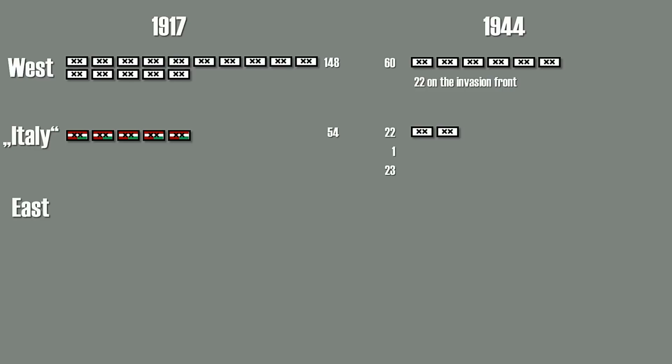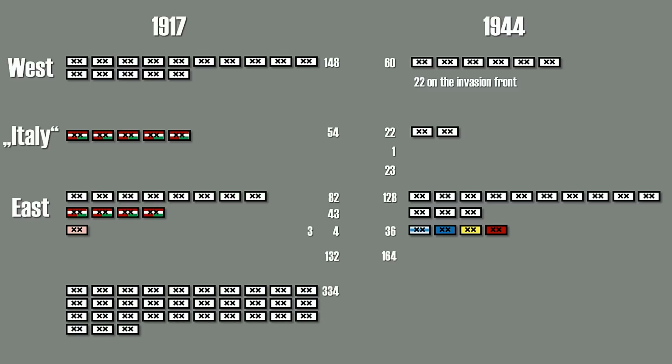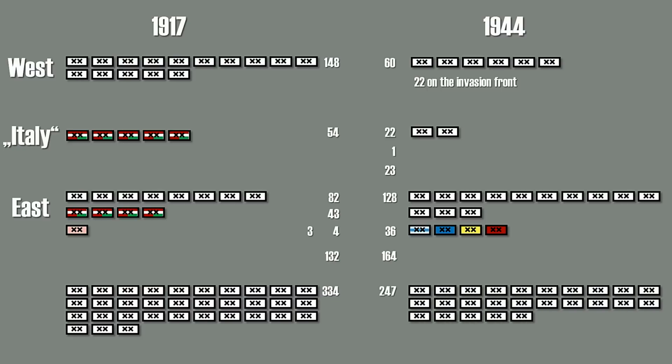On the Eastern Front in 1917 the Germans were probably not up to modern diversity regulations, but still a quite mixed composition with 82 German, 43 Austrian-Hungarian, 3 Bulgarian and 4 Turkish divisions. In 1944 there were 128 German and 36 divisions of the Allies. Thus in total 132 and 164 divisions on the Eastern Fronts. If we add all these numbers together, we get 334 divisions for 1917 and 247 divisions in 1944. Thus, there is a total difference of 87 divisions.